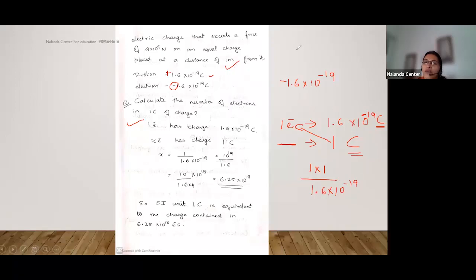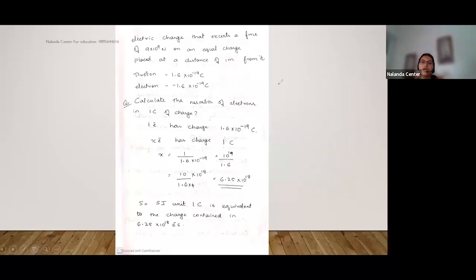If one chocolate costs 10 rupees, then how many chocolates are you going to get for 100 rupees? How do you do that? Crisscross method: 100 into 1 divided by 10. The important point is that the rupee has to be written below the rupee itself and chocolate below the chocolate itself. This method is known as the crisscross method.